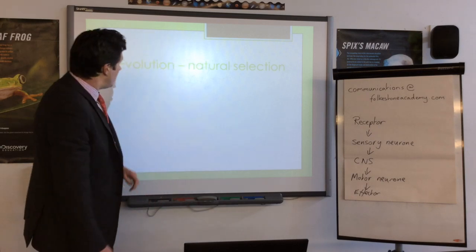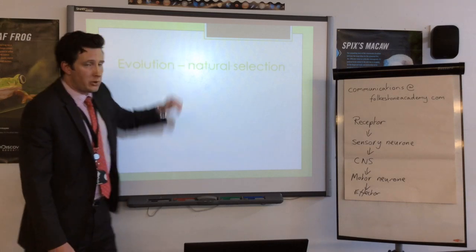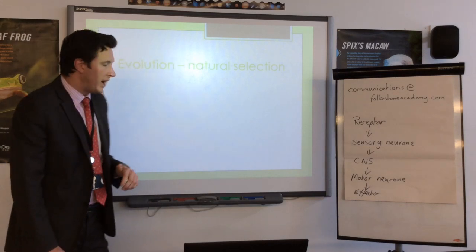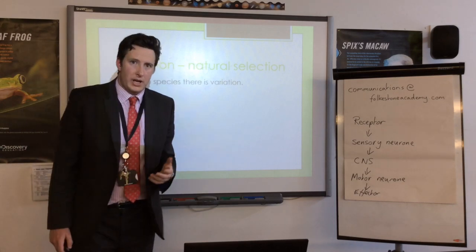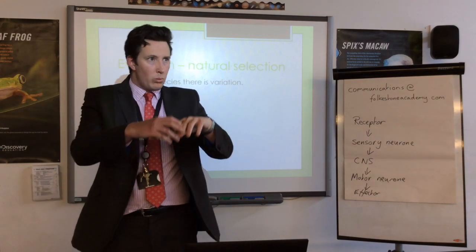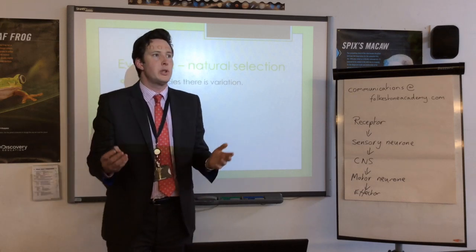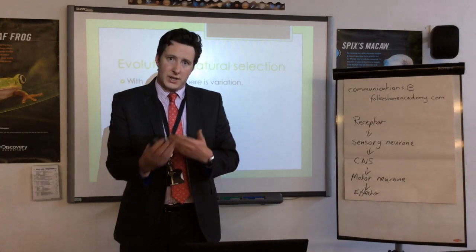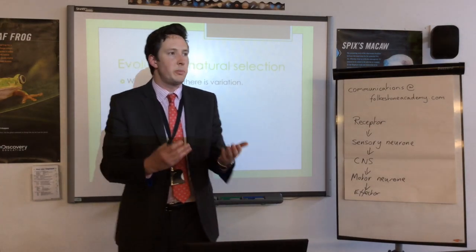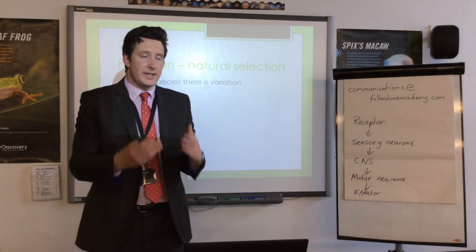Okay? So, evolution by natural selection. How does it work? Okay? Within a species, there is variation. That means that we're all different. Okay? We're all humans, and apart from the obvious gender differences, even within the same genders, there is variation. No 2 people are alike. Okay? And that's the same for all species.